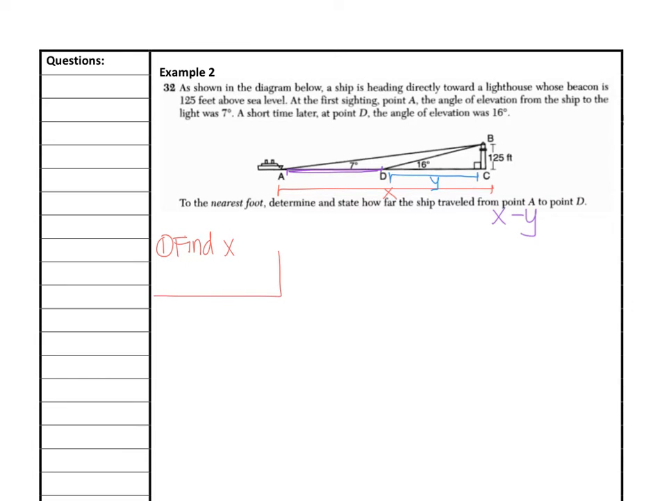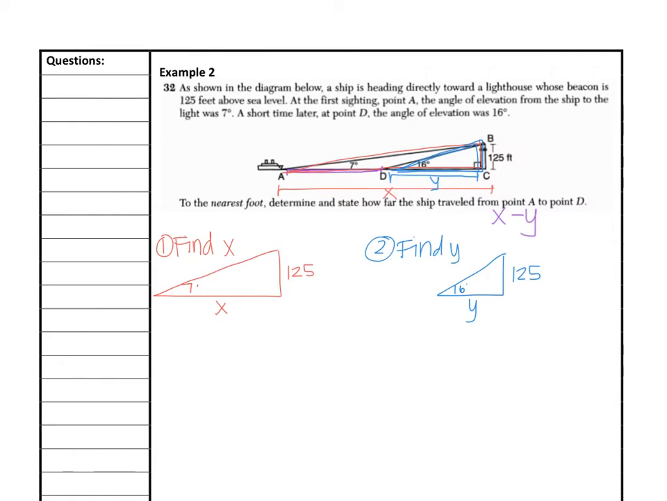And that's a huge, long triangle. X is the base this time. 125 is the height. And x uses triangle ABC, which has an angle of elevation of 7 degrees. We're also going to find y. So that's triangle DBC, where we have y as the base, 125 is the height still, and 16 degrees is the angle of elevation. And you can see me outlining this right now in blue.